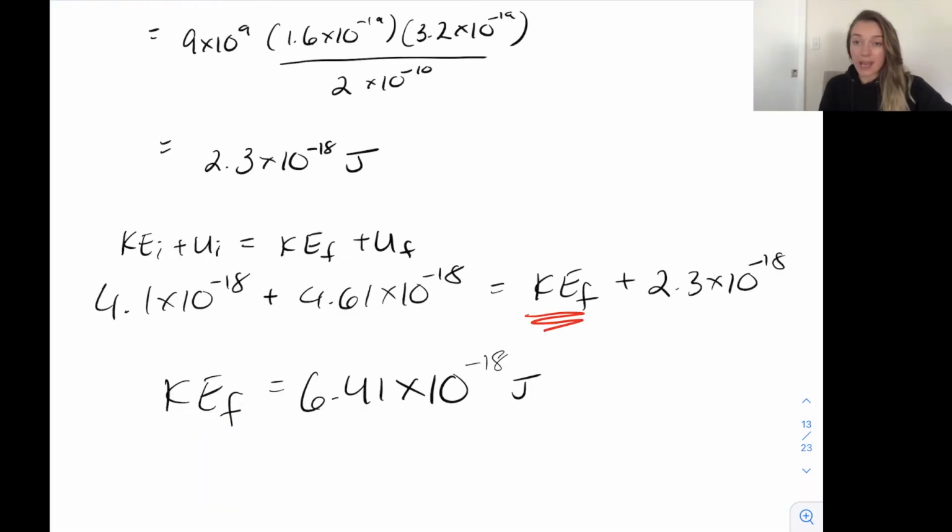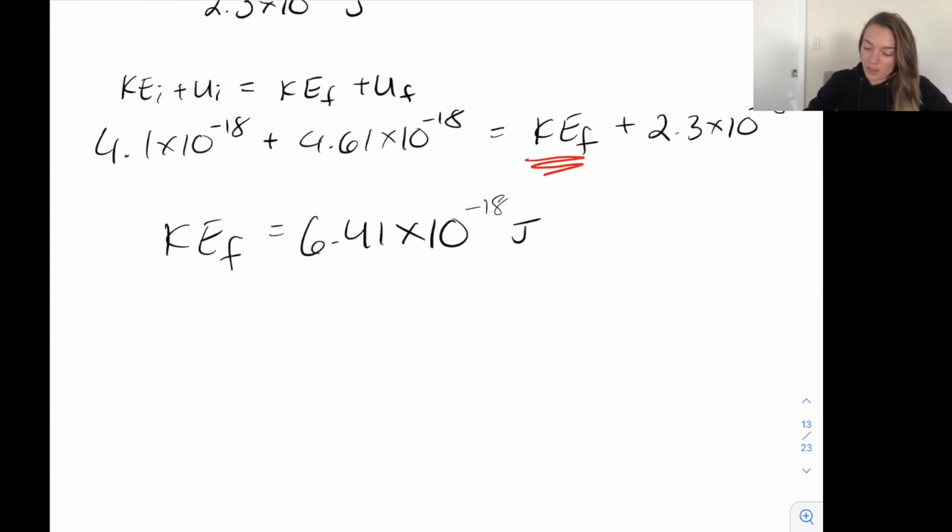Okay, so now we have the final kinetic energy of our positron when it's 2 times 10 to the negative 10 meters away from the alpha particle. So now that we have the final kinetic energy in joules, we can just use the formula. We know that this is equal to 1/2 the mass of the positron times its final velocity squared, right? So now we can just set this equal to each other. We know the mass, and we can just solve now for the velocity.